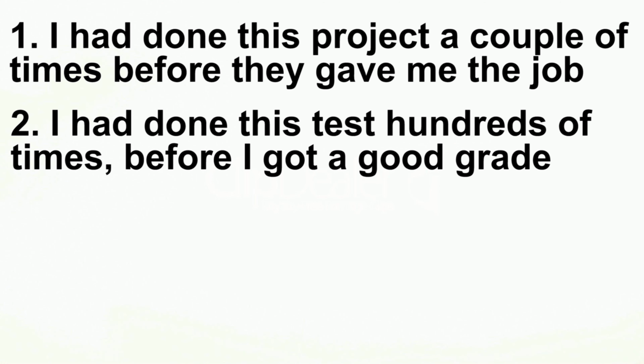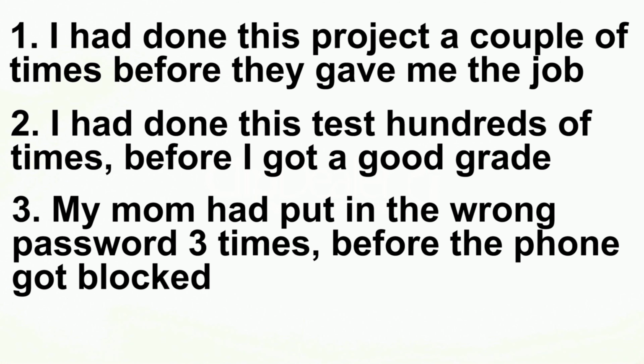And the example number 3 is, my mom had put in the wrong password 3 times before the phone got blocked. So first we have the action when mom had put in the wrong password and then the phone got blocked. So this is the result in the past, right? Phone got blocked. And here we have past simple. And for the first action, of course, we have the past perfect tense.